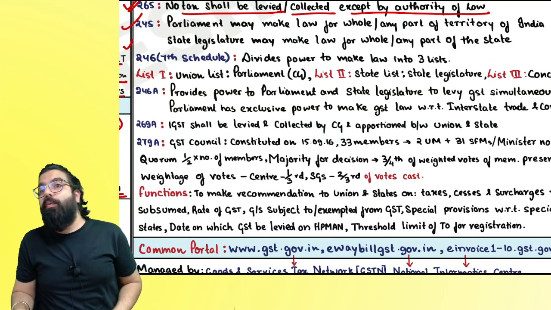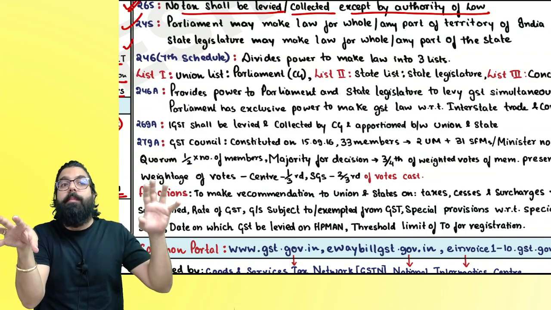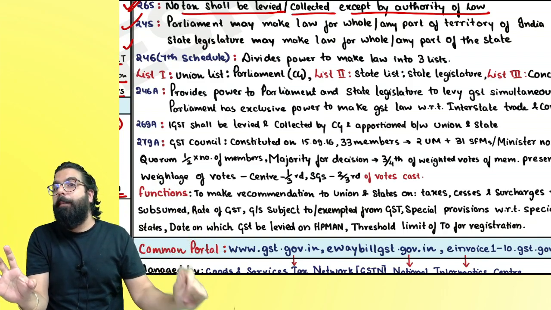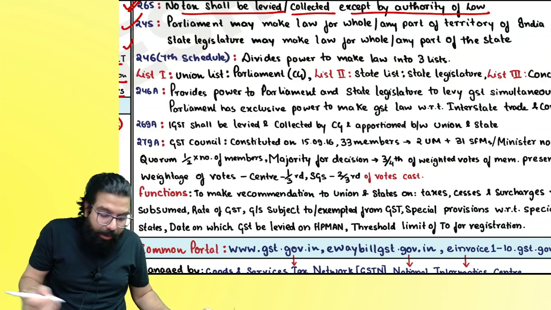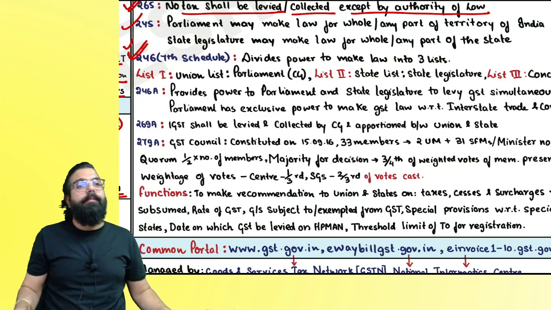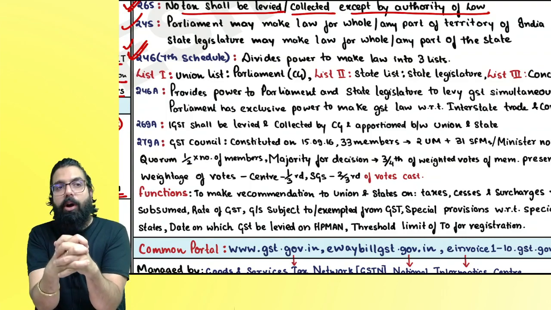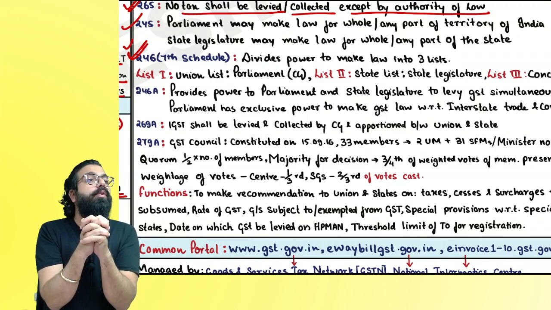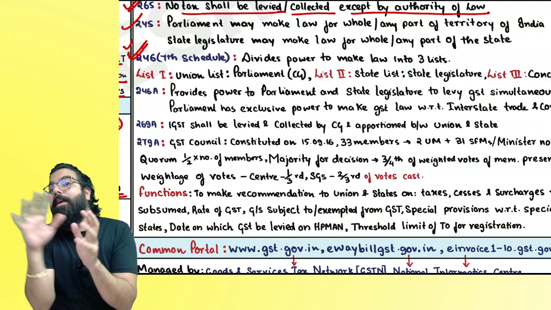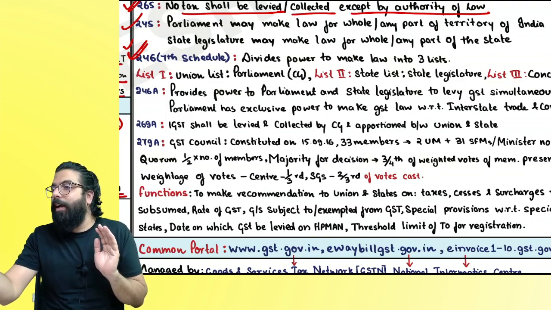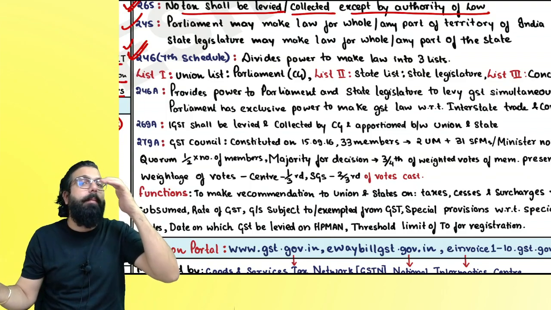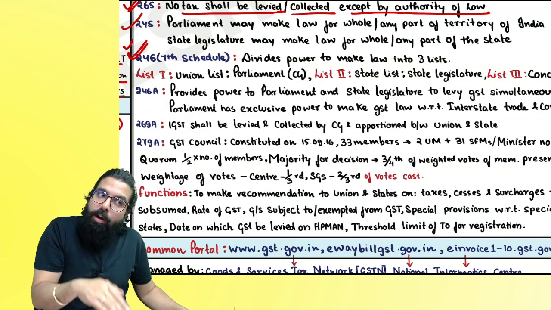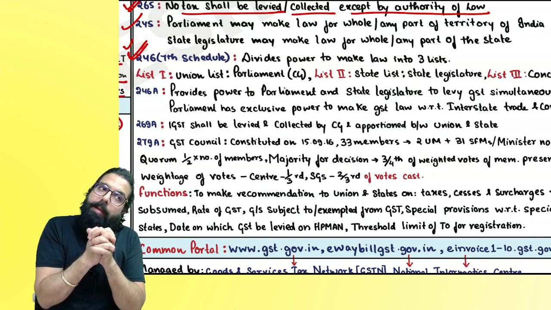Then article number 245: if Parliament makes a law, it will be applicable to the whole of India or part of India. If the state legislature is making a law, it is applicable only to that state. Are we clear? But so that there is no fight between the state and the central government in making law, they have introduced article number 246 and the 7th Schedule, where they made three lists. Union list means those items, those taxes, for which law can be made by Parliament. Then the state list, for which the state legislature can make the law, and the concurrent list, in which both governments can together make the law.